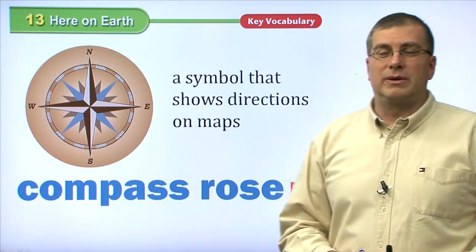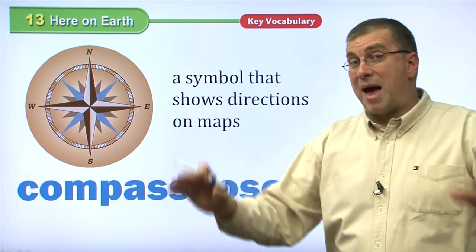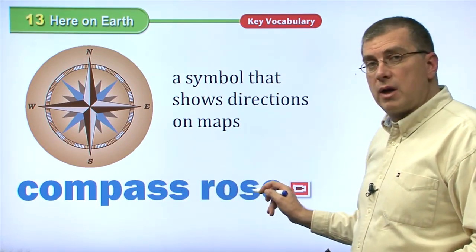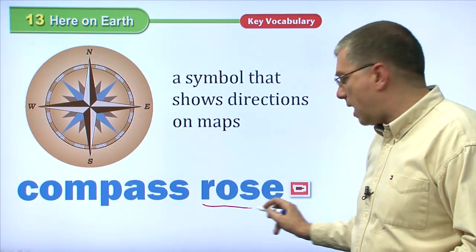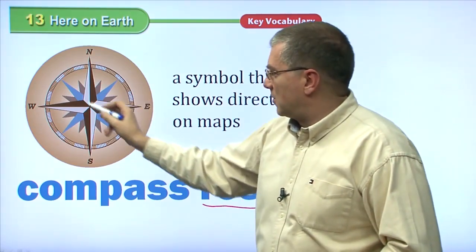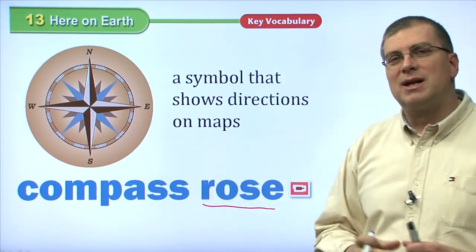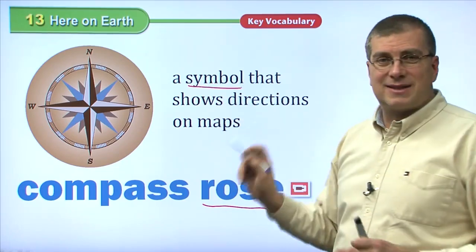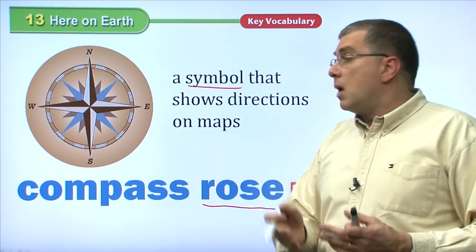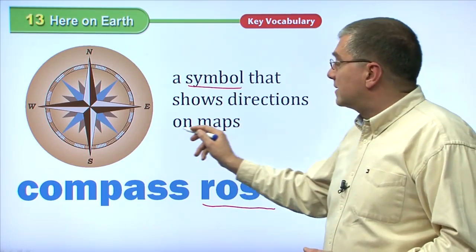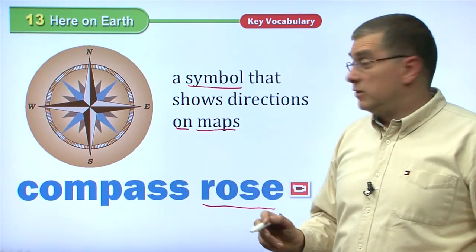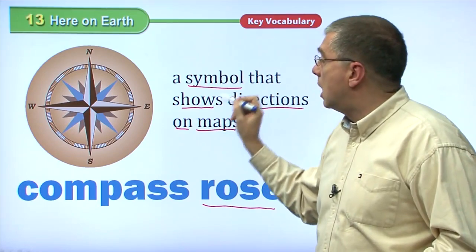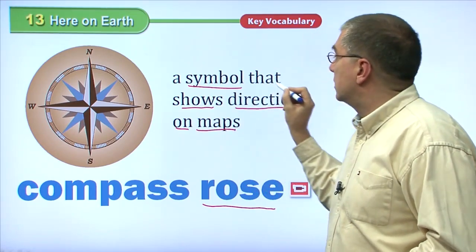Now, when we talk about the Earth, especially when we look at a map, it's very important to notice the compass rose on a map. The compass rose. It's not a flower. It just looks kind of like a rose, so people say it's a compass rose. A compass rose is a symbol. It's not real. Where do we find this symbol? We find it on maps. What does it do? It shows directions.